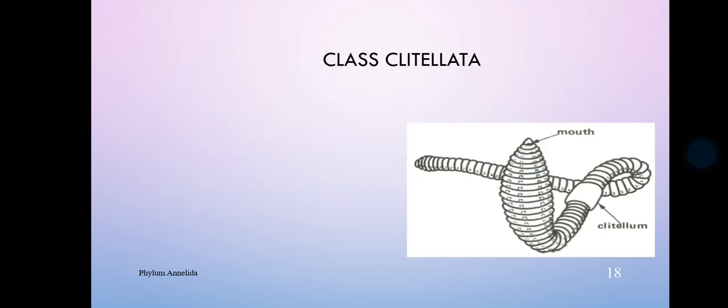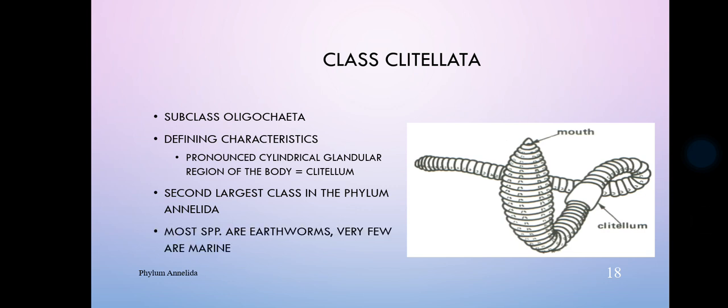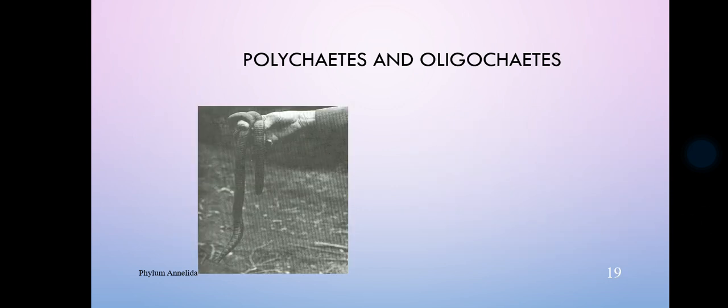Class Clitellata, mouth and clitellum. Subclass Oligochaeta. Defining characters: pronounced cylindrical glandular region of the body, the clitellum. Second largest class in the phylum Annelida. Most species are earthworms, very few are marine.